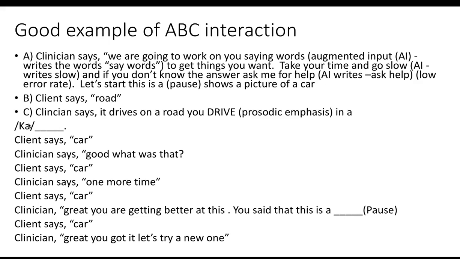You want. Take your time and go slow. And then she writes "slow." And if you don't know the answer, ask me for help. And then she writes "help." Let's start. So she does that because she wants to try to keep the error rate of the interaction low. So if you don't know the word, ask me for help. Okay, so the strategy is to go slow and to ask for help if you need help. Let's start this, and she shows a picture of a car.